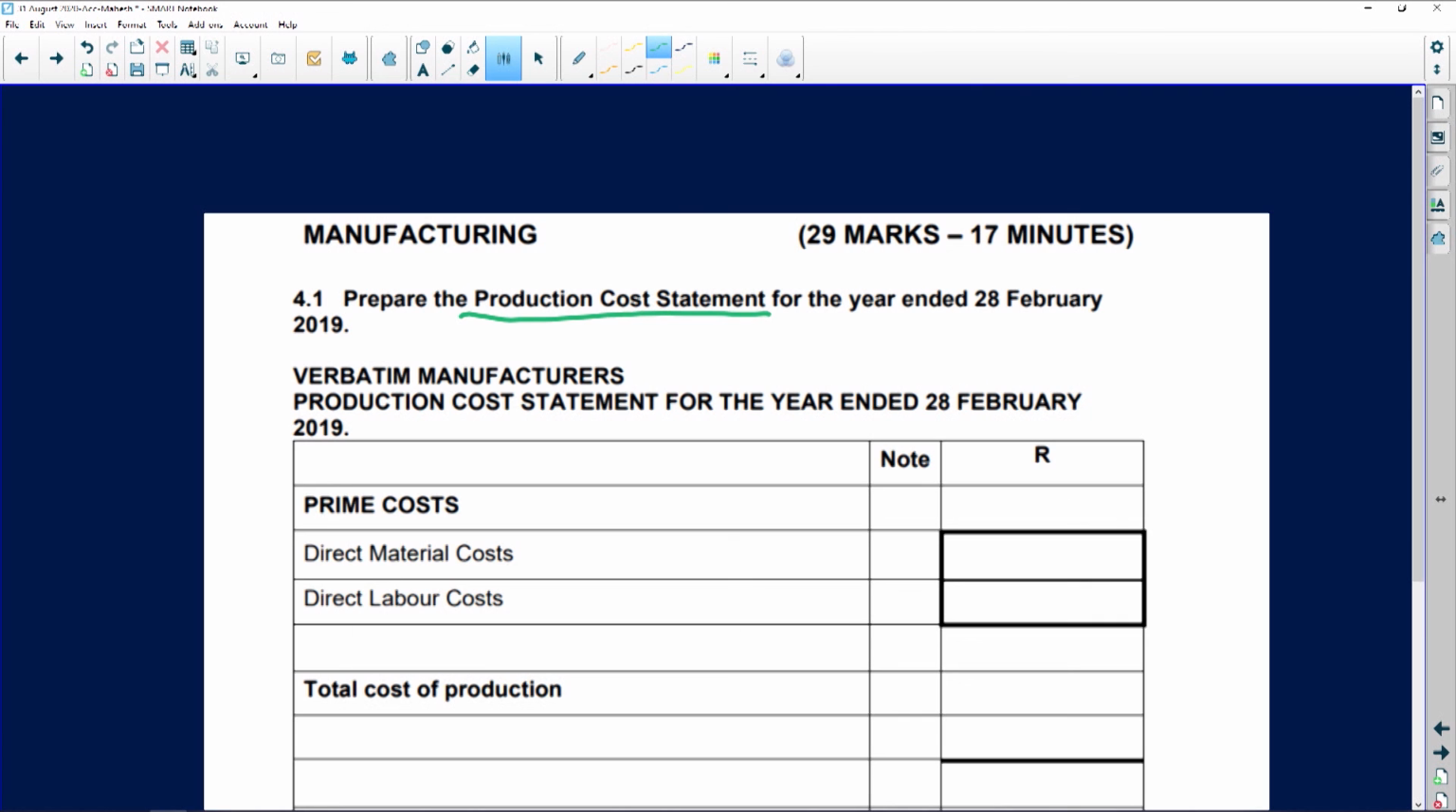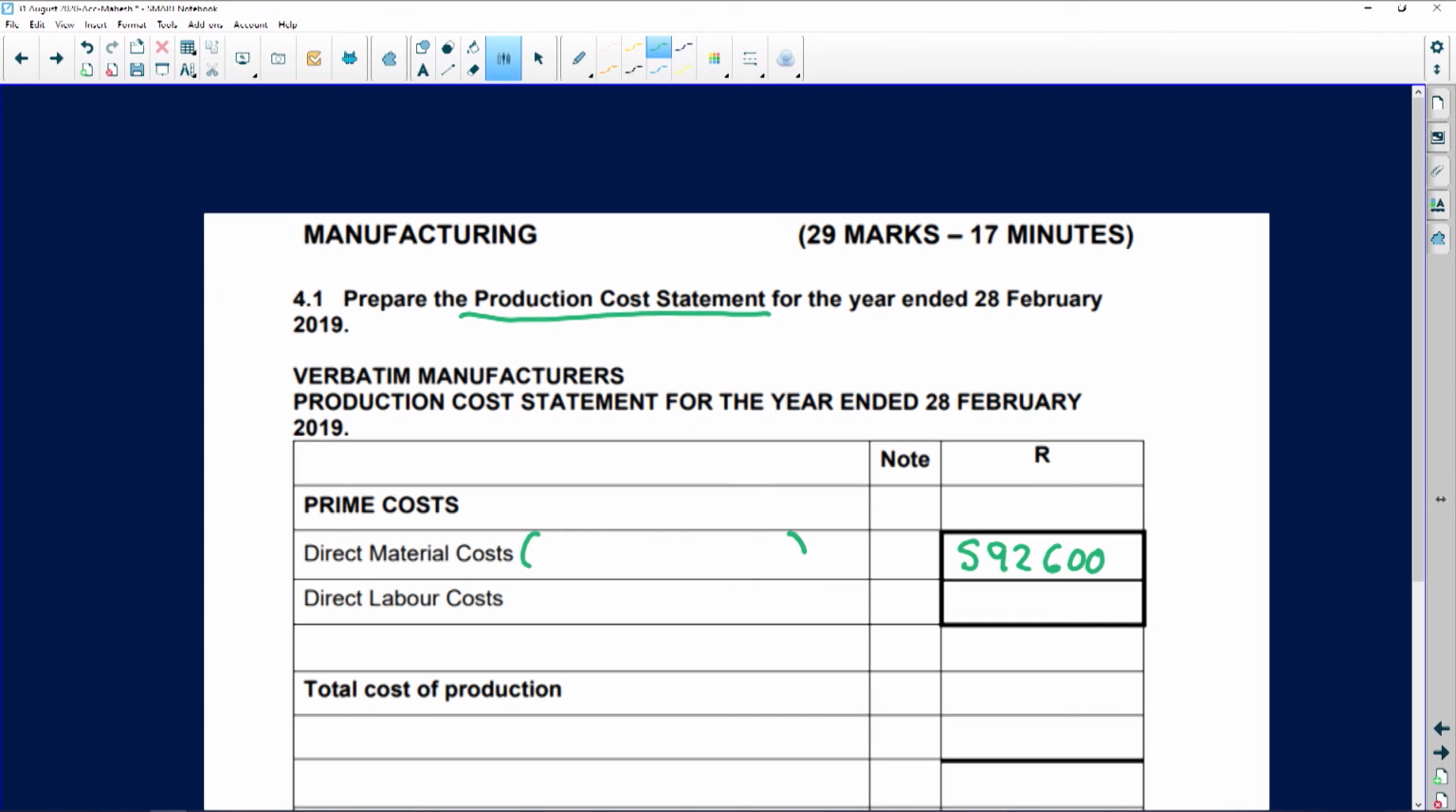Direct material cost 592,600. Now remember guys, the reason why I'm not showing any calculations in brackets is because I already did the note. But in the event of them not asking you to do the note, please show your calculations in brackets.